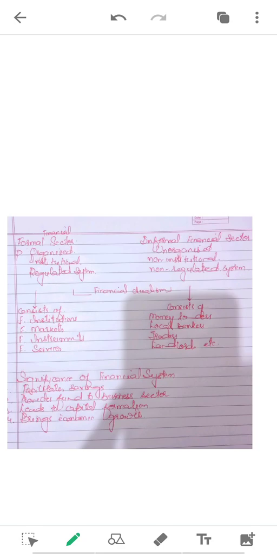Every financial system consists of two sectors. One is the formal financial sector and the other is the informal financial sector. Both these sectors help in channelizing funds from the surplus sector towards the deficit sector, as we already discussed.